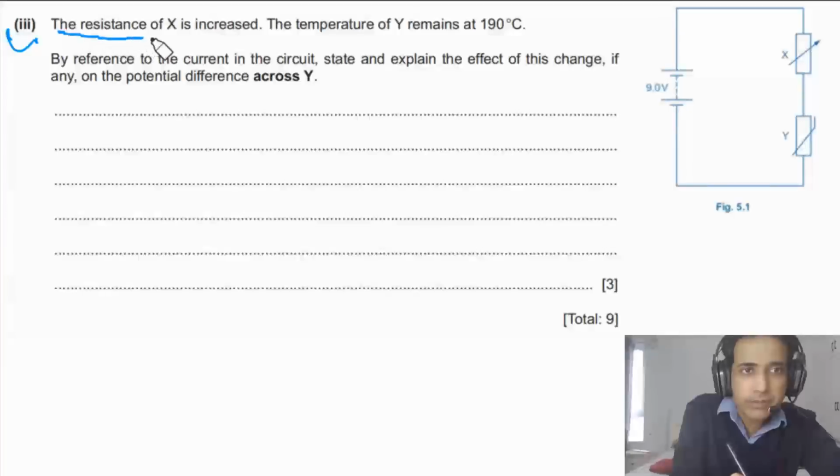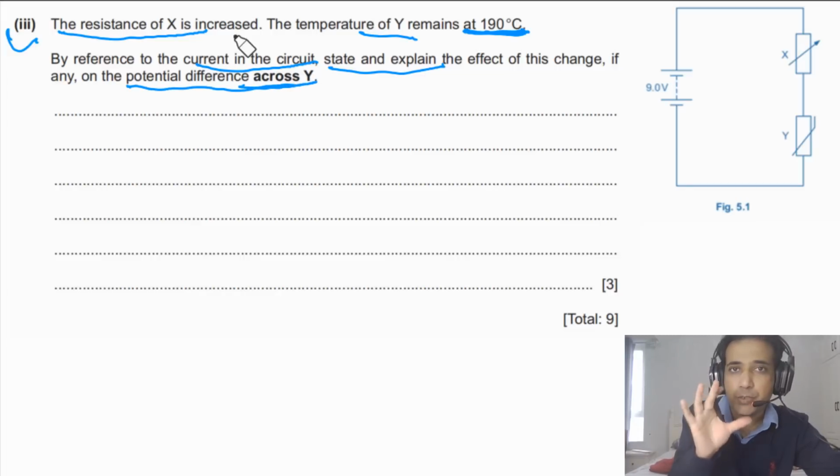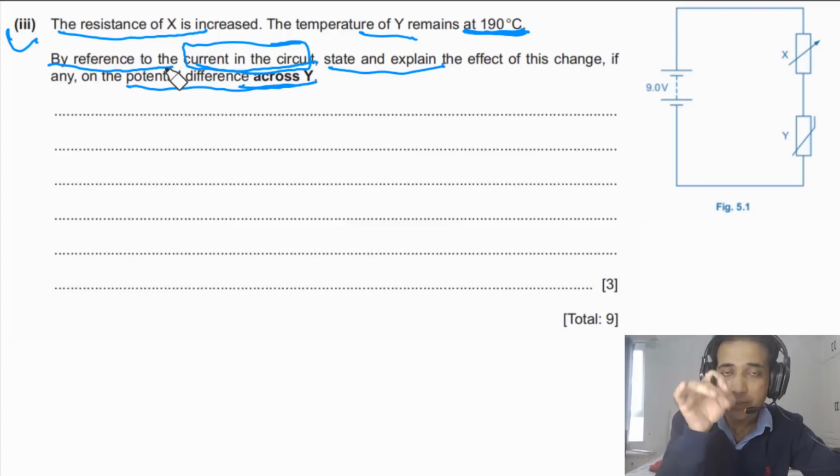The third question says the resistance of X is increased. The temperature of Y remains at 190 degrees Celsius. By reference to current in the circuit, state and explain the effect of this change, if any, on the potential difference across Y. So a few points you need to understand before you start answering the question. It is given to us: by reference to current in the circuit. You can use this as a hint, or you have to use in your answer what is the effect on the current when resistance of X is increased. It must be in your answer. So how can we answer this?